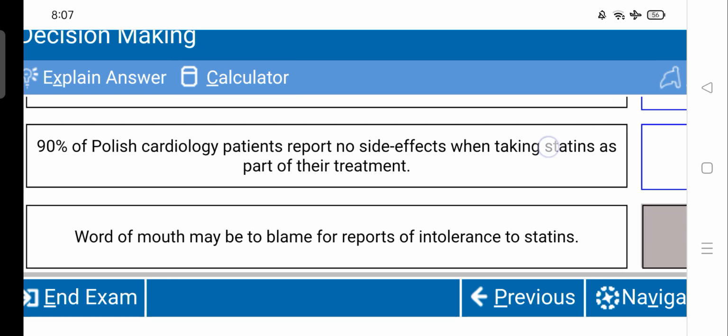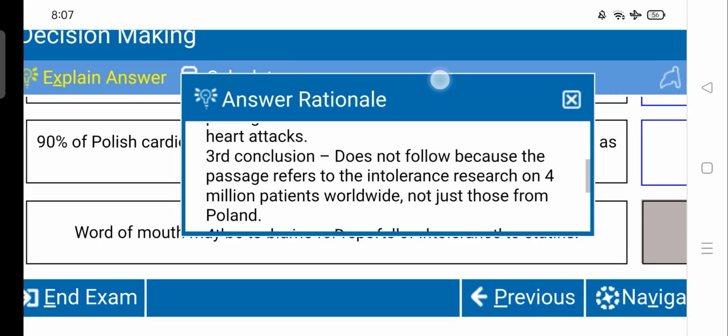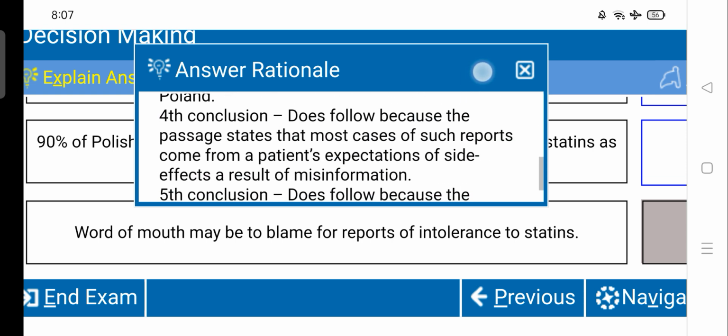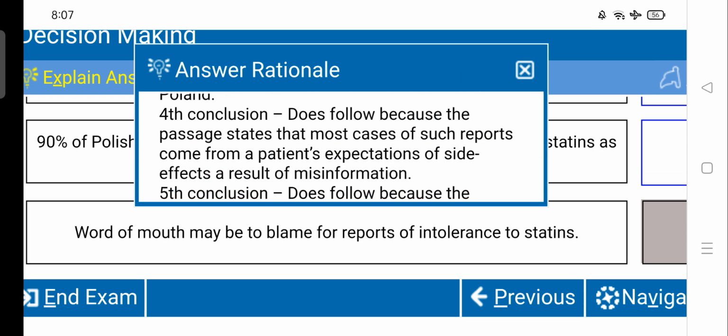Fourth, we have word of mouth may be to blame for reports of intolerance to statins. It does follow because the passage states that most cases of such reports come from a patient's expectations of side effects, a result of misinformation.